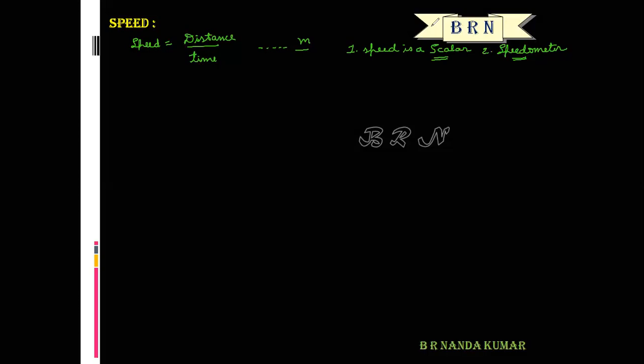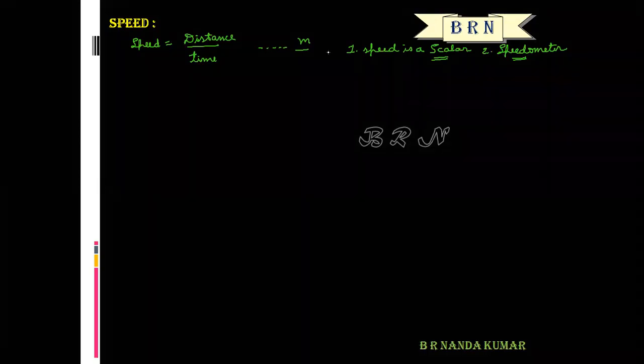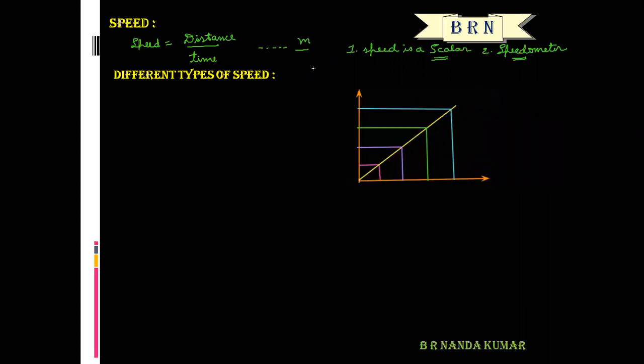So speed is mainly of four different types. One is average speed, another is uniform speed, then non-uniform speed, and instantaneous speed. The first type of speed is average speed.